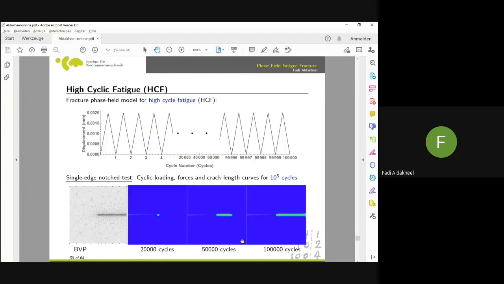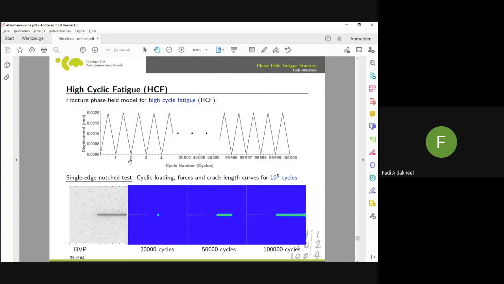And now we start with a simple example. Think about, you remember our single edge notch test, right? I told you everyone does that. So we have it fixed from below in 2D or 3D, and before we applied tension, right? Now you apply tension, compression, tension, loading, unloading.